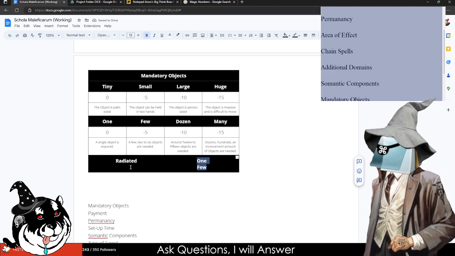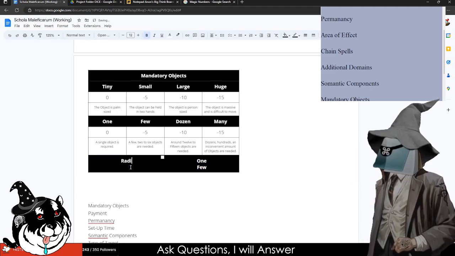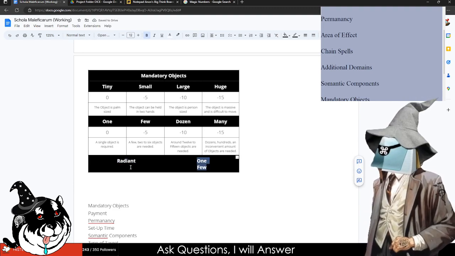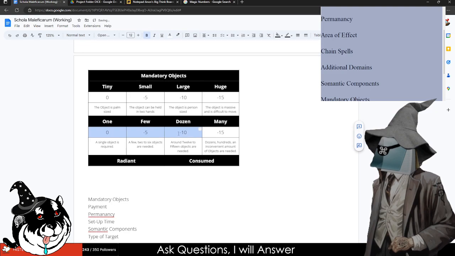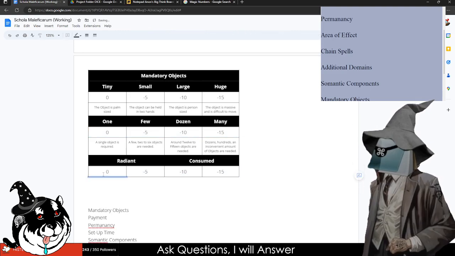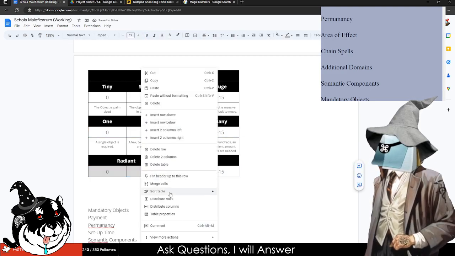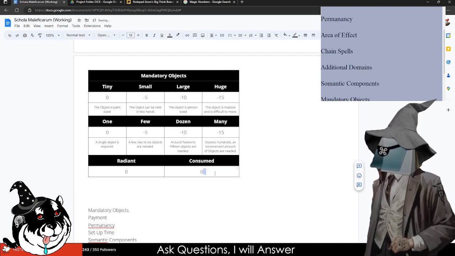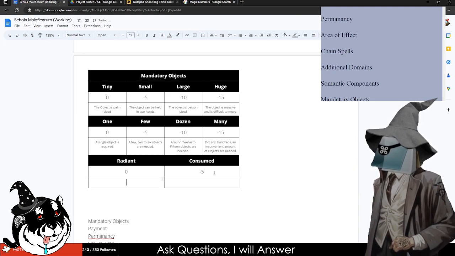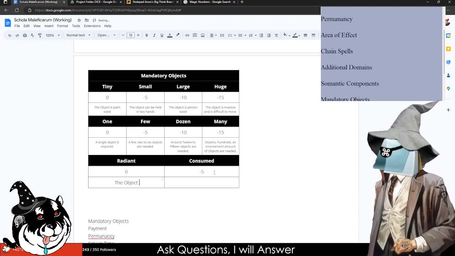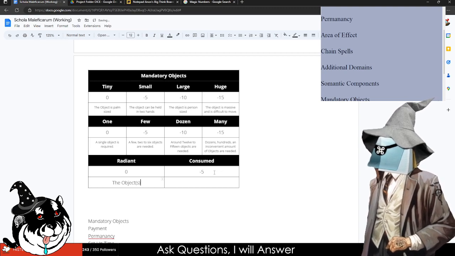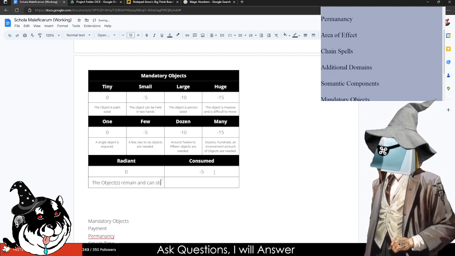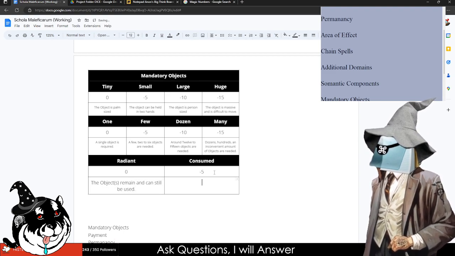Radiated, radiant. Permanent, no. Radiant, consumed. To merge, 0. The objects remain and can still be used.